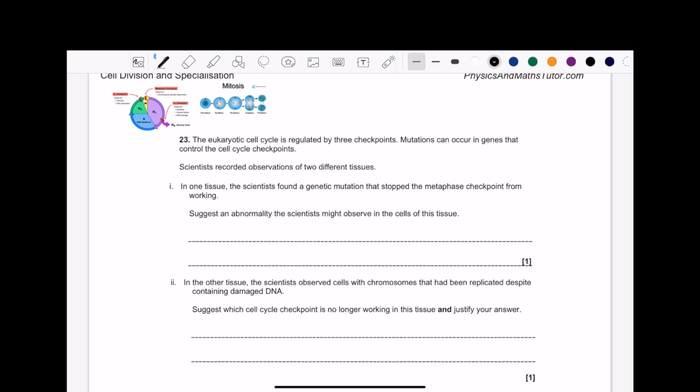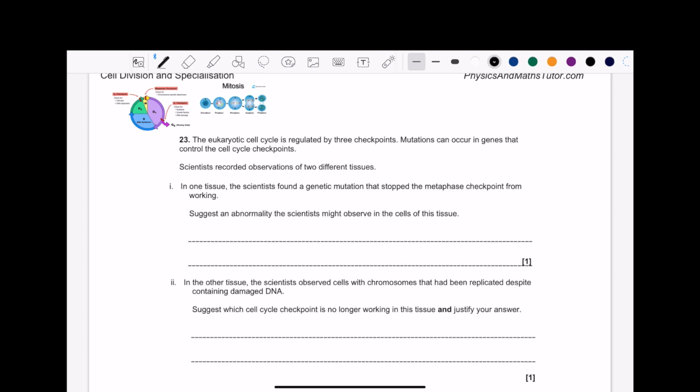It says, suggest an abnormality the scientists might observe in the cells of this tissue. From reading that, I don't know what on earth is going on, so I will read the information now. It says a eukaryotic cell cycle is regulated by 3 checkpoints. Mutations can occur in genes that control the cell cycle checkpoints. Scientists recorded observations of 2 different tissues. In one tissue, the scientists found a genetic mutation that stopped the metaphase checkpoint from working.